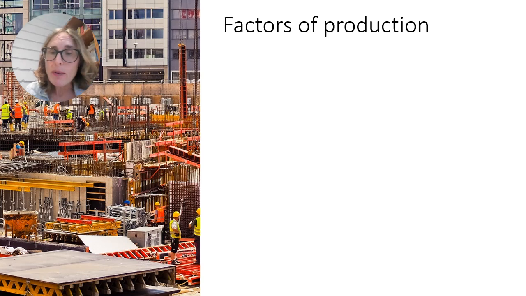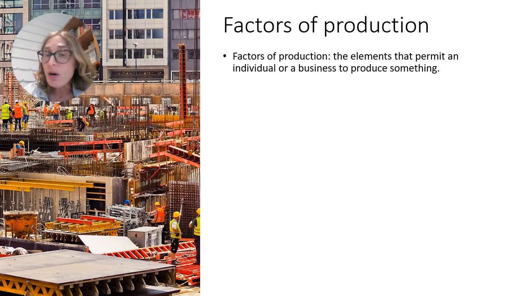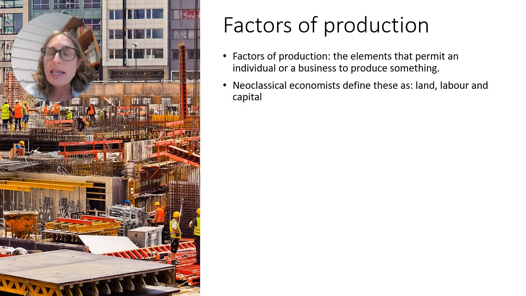To understand why, we need to understand briefly the idea of factors of production. And again, this will be already quite familiar to those who have already studied first year economics and Pol 1 PPE. The factors of production are those elements that permit an individual or business to produce something. And neoclassical economists define them in the late 19th century as land, labour and capital, more recently expanded to include entrepreneurship.